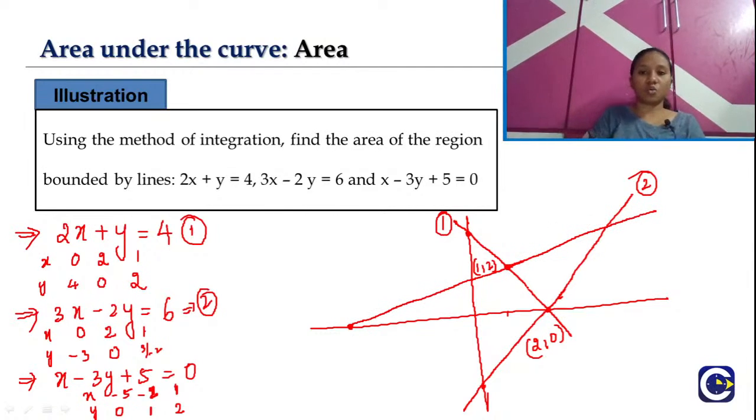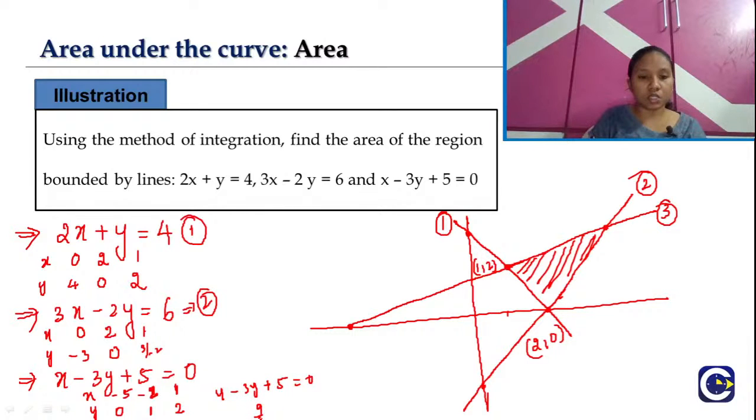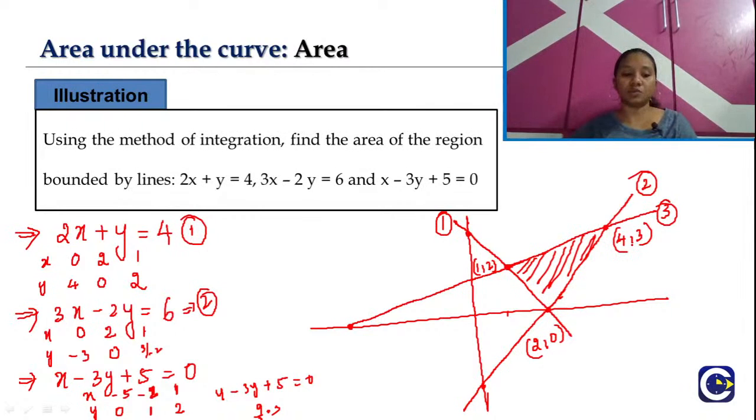Exactly. So what is the area enclosed between these three lines? This is my line 3. This is my area enclosed by these three lines. And what are the intersection points? You can see 1 comma 2, 2 comma 0. And there is an intersection point for our equation 2 and 3 also. Let's take x = 4 and see. If x is 4, 4 minus 3y plus 5 equal to 0, so 9 by 3 equal to 3. That means 4 comma 3. This is our intersection point of lines 2 and 3, which is 4 comma 3.